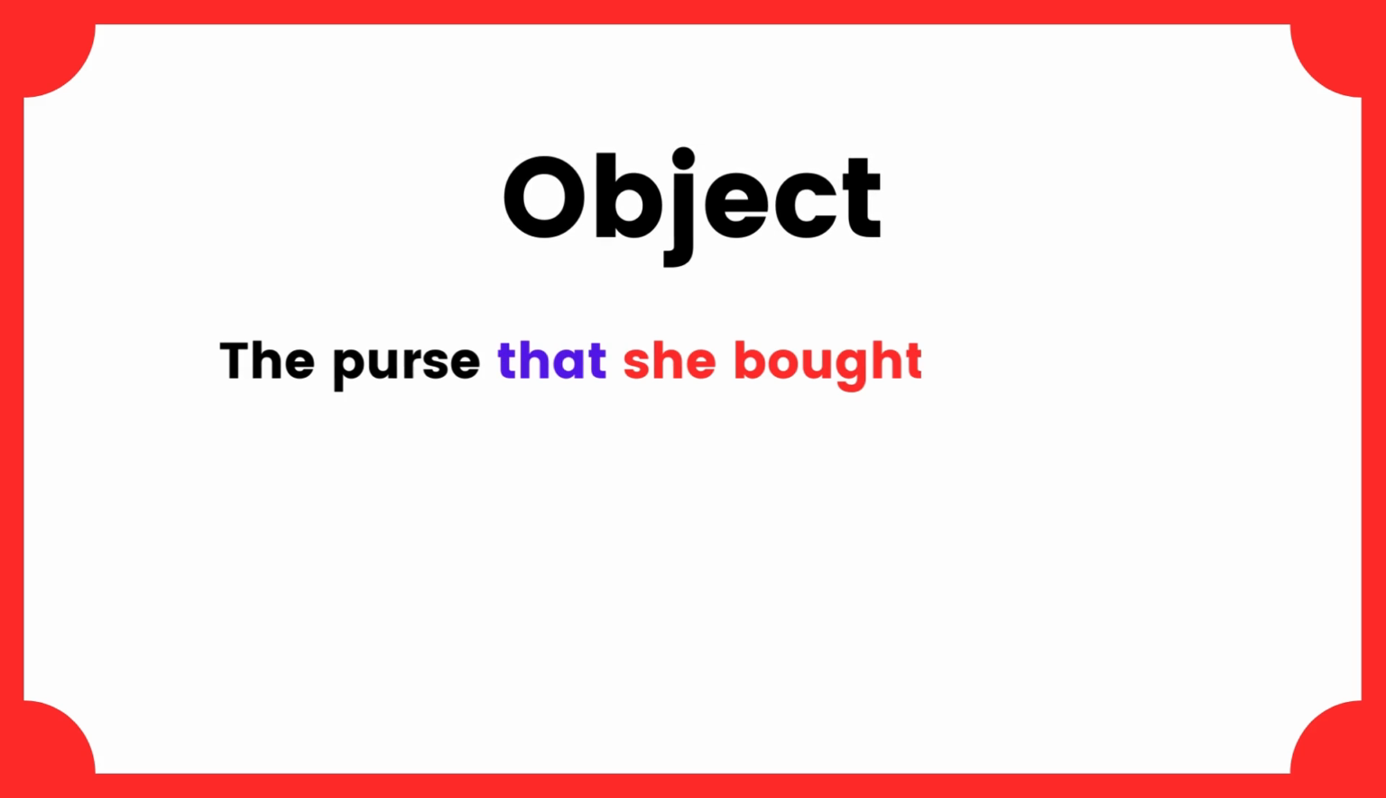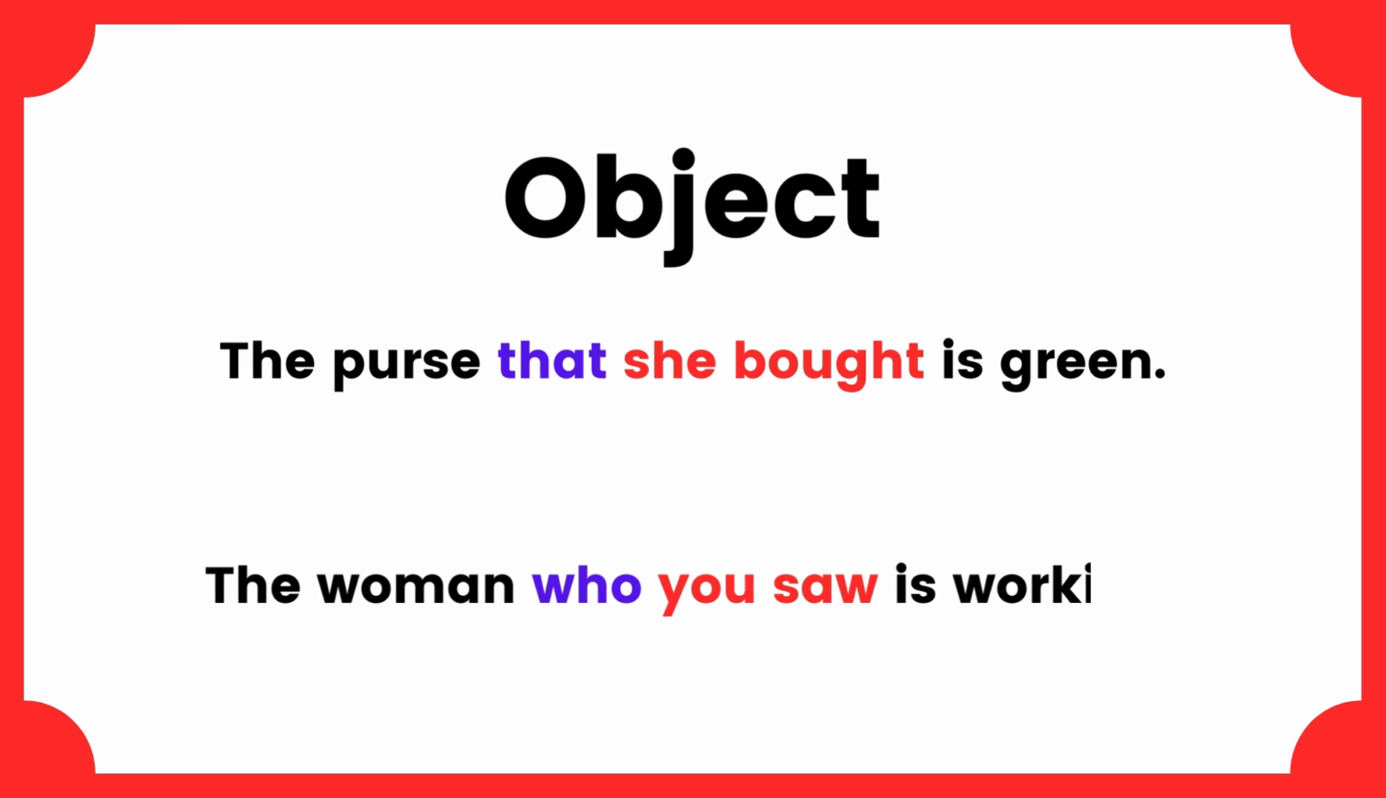Here are examples of the relative pronoun being the object of the relative clause. "The purse that she bought is green." That is the pronoun for the purse. She bought the purse, so in the relative clause, that is the object. "The woman who you saw is working." Again, who is the object? Because you saw who? The woman.